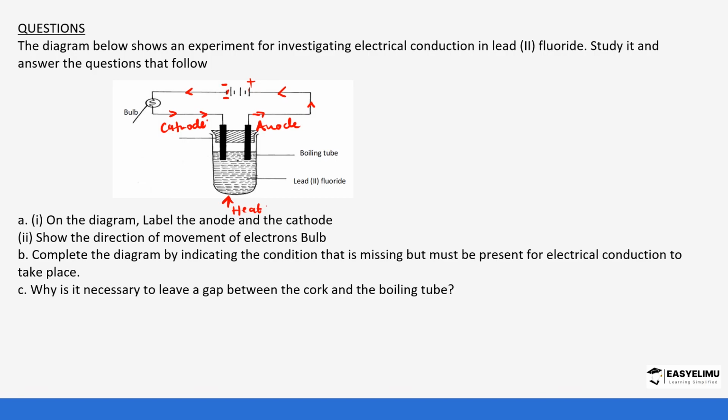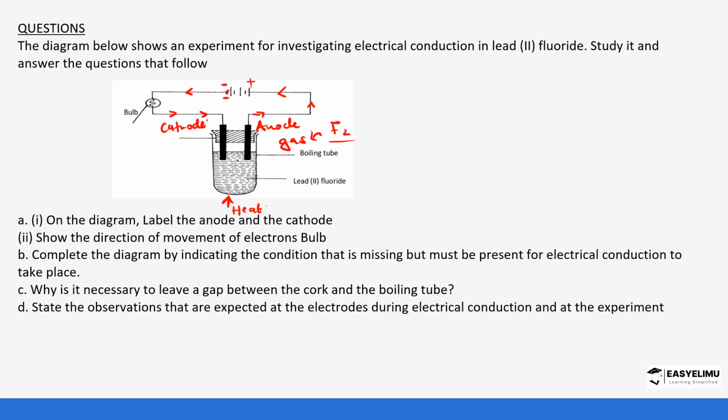Why is it necessary to leave a gap between the cork and the boiling tube? So we are leaving a gap because we are giving off a gas. And that gas that we are giving off is fluorine. So we do not want that fluorine to build up in this solution, because if it builds up, then it's going to react by gaining those electrons again.